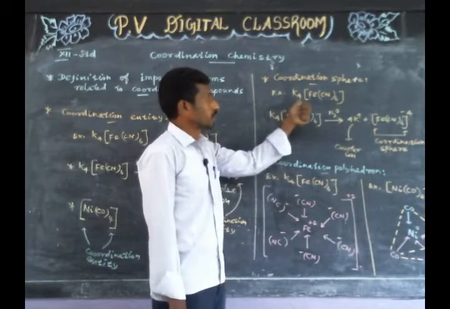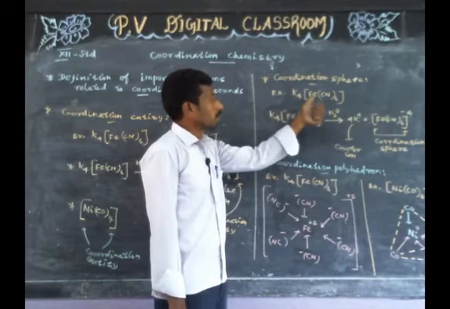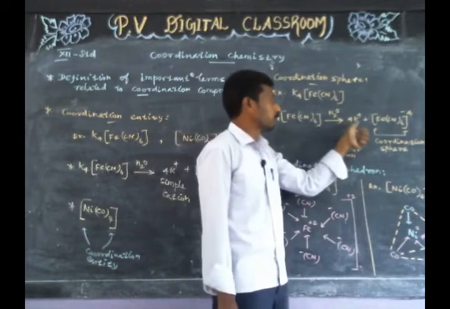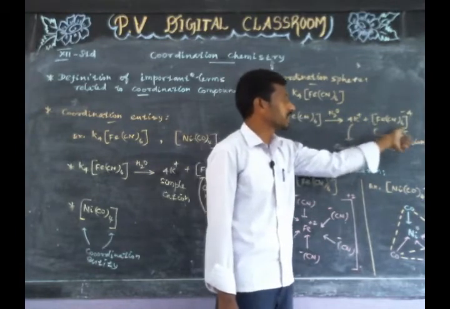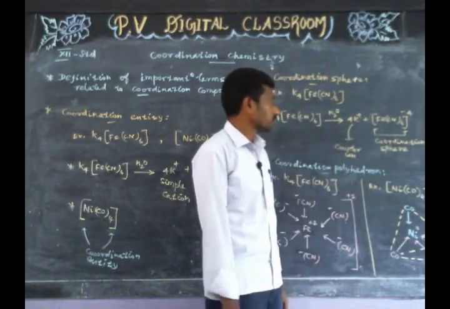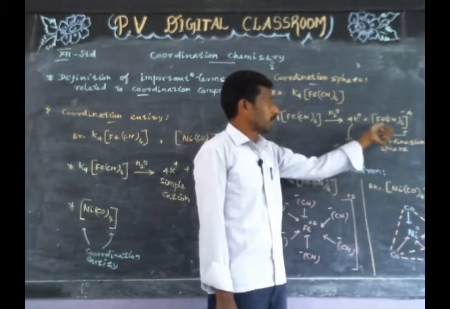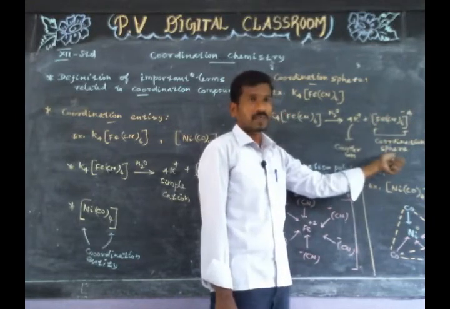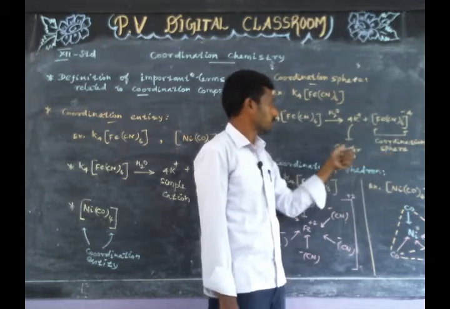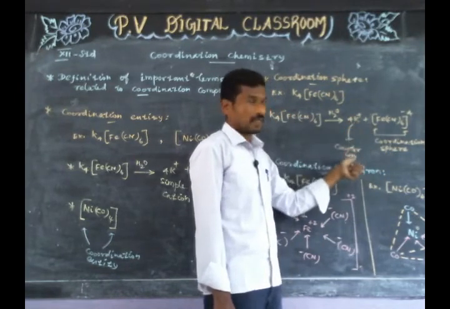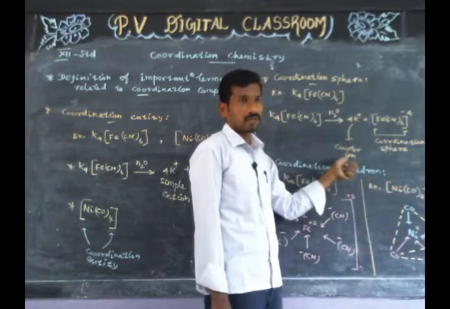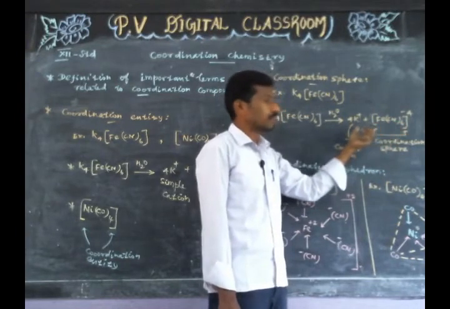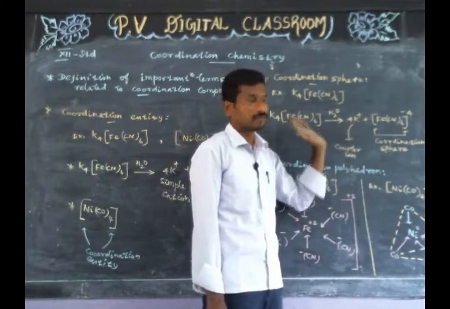Example, potassium ferrocyanide. This compound in water dissociates to form 4K+ and [Fe(CN)6]^-4 ions. Here [Fe(CN)6]^-4 represents the coordination sphere. Here K+ is a counter ion. It is always present outside the square bracket. It is generally ionizable in nature.